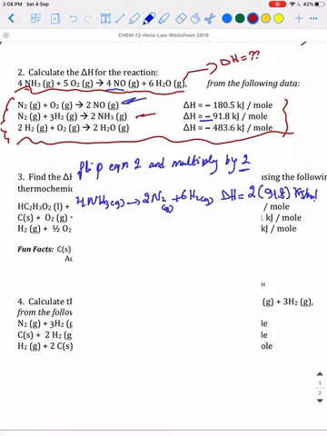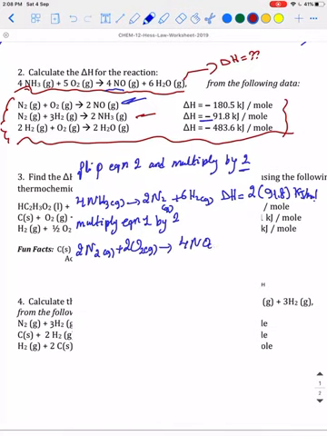From the data, nitrogen monoxide is in the product, but not with coefficient 4, so I multiply equation 1 by 2. So we say multiply equation 1 by 2, so it will give me 2 nitrogen plus 2 oxygen gas to produce 4 nitrogen monoxide. Because I multiplied by 2, the delta H should be multiplied by 2 as well.